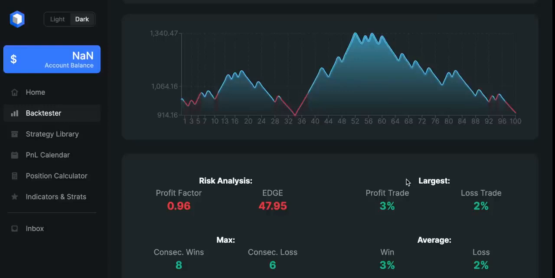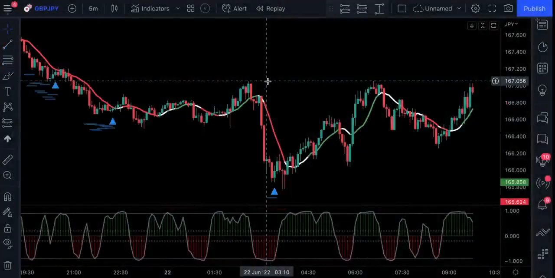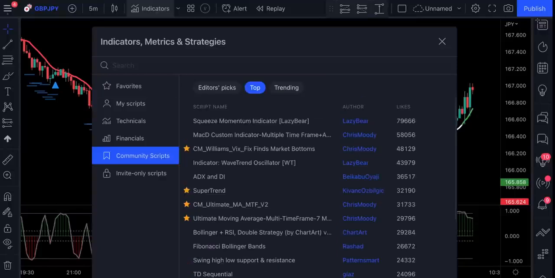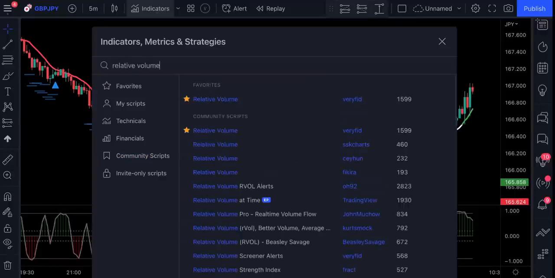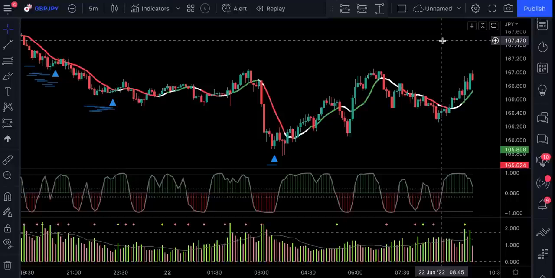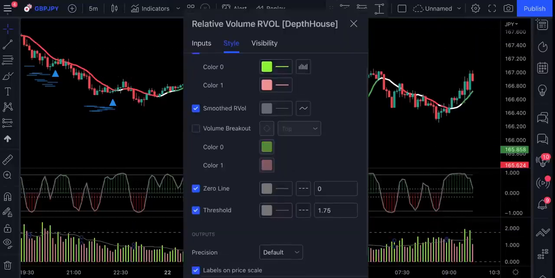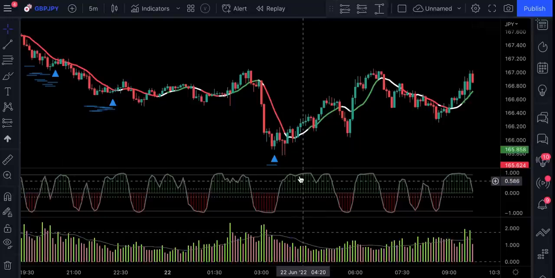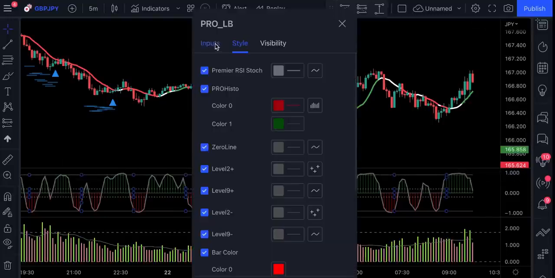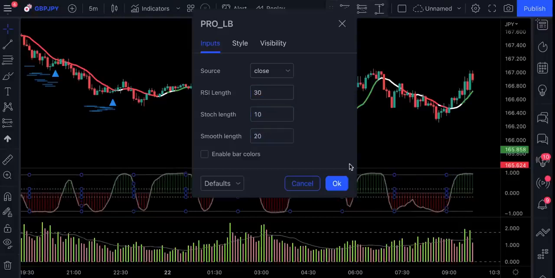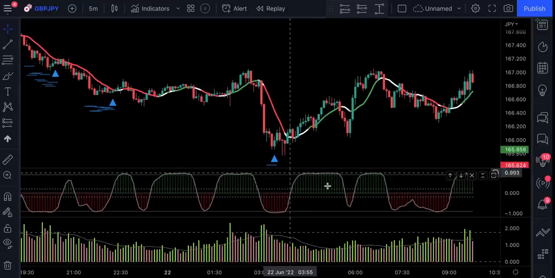Okay, so now let's actually try to make this strategy a bit better. First of all, let's add a third confirmation indicator to the chart that would eliminate a lot of bad signals. And that indicator is called relative volume. This indicator is by OH92. So let's first double click on it and change some settings. The second step will be to make this RSI oscillator a bit slower. Okay, so we see right away we've got less noise and less false signals.